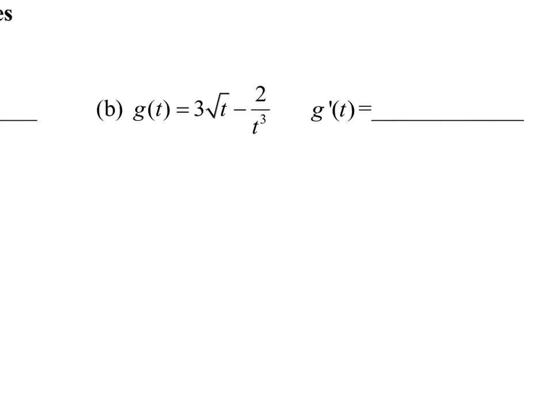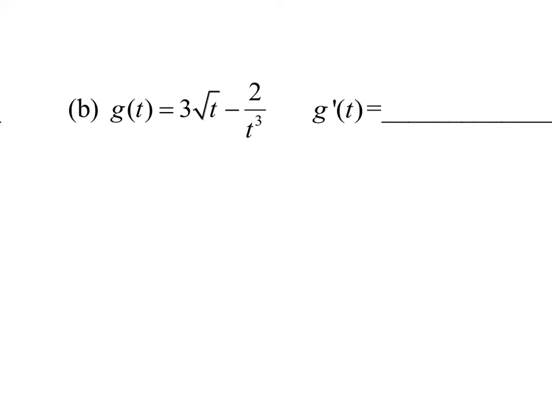Okay, so g of t equals 3 times the square root of t minus 2 over t cubed. Wonderful test question here. Really gets me, can you handle radicals and can you handle fractions all in one problem? So this is an excellent test problem.